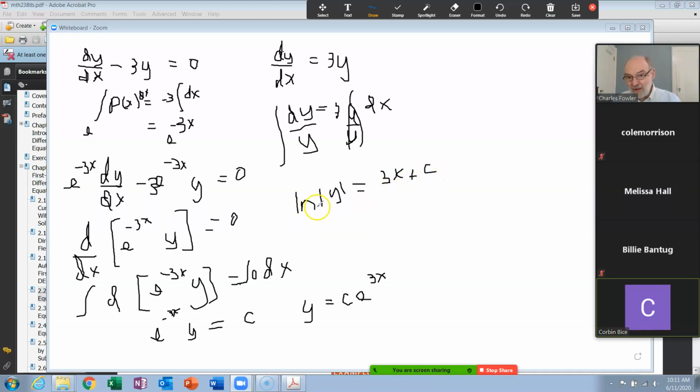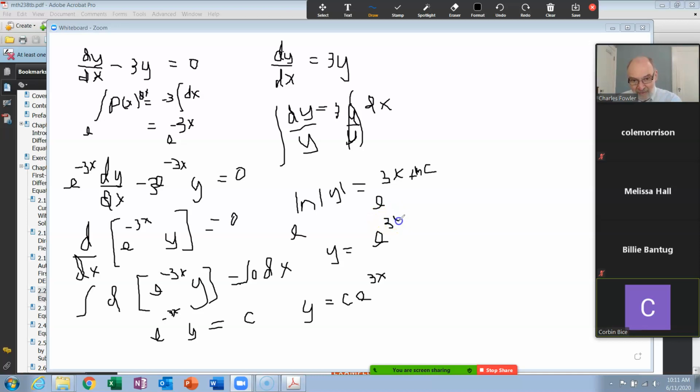Well, how do you undo a log? You e it, right? If you e that side, e this side, e of log y would be y. In fact, let me write this constant not as c, but as log c. Then you're doing e of a sum, which is the product of the exponentials. So that would be e to the 3x.